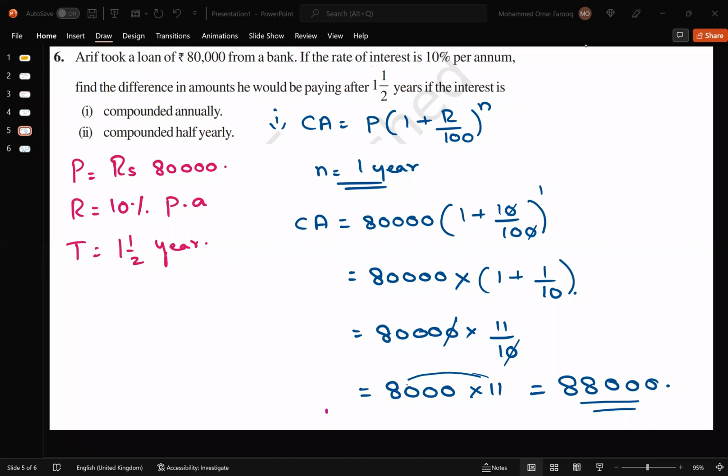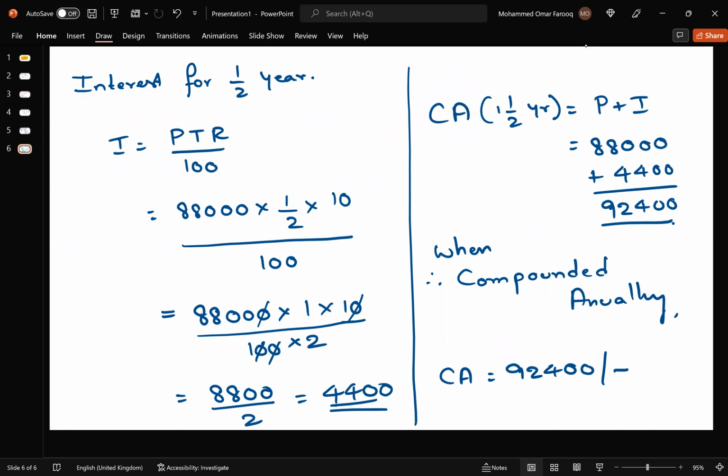Now let us find out how to find the compound amount when it is compounded half yearly. Is it right? So let us write the second one, compounded half yearly.